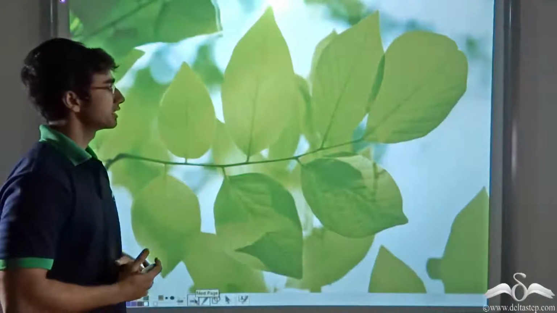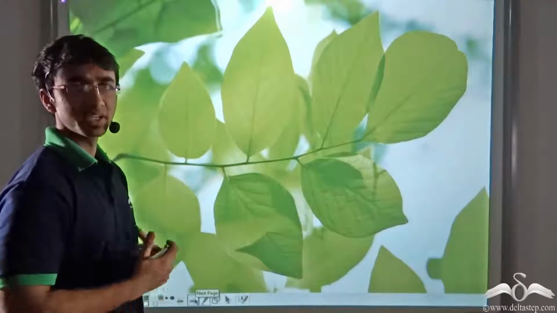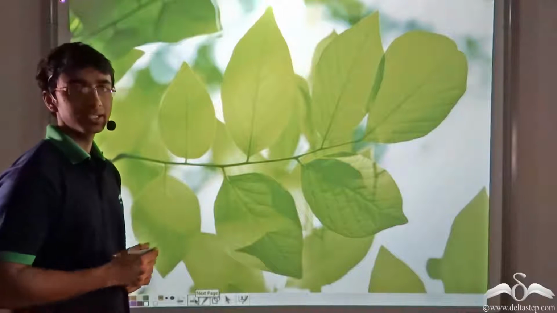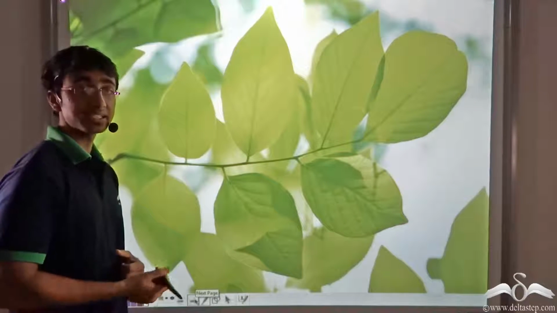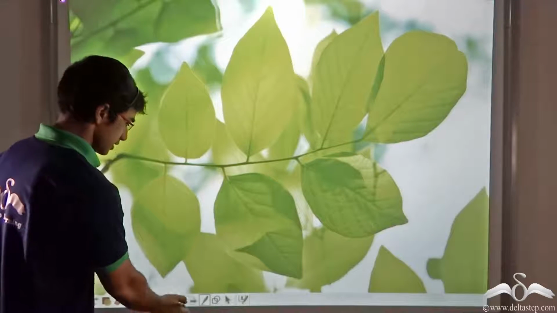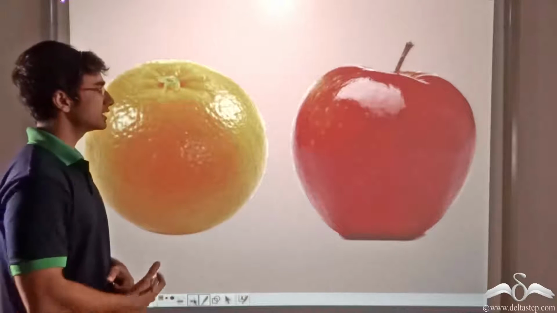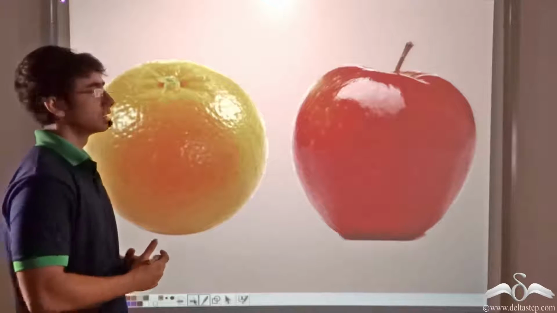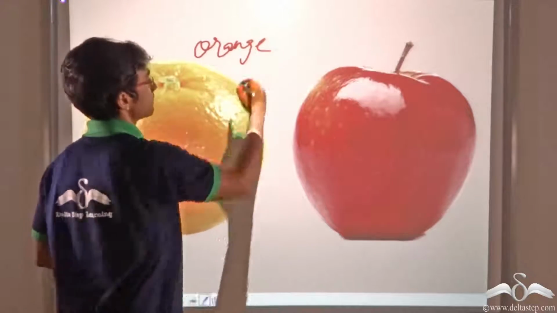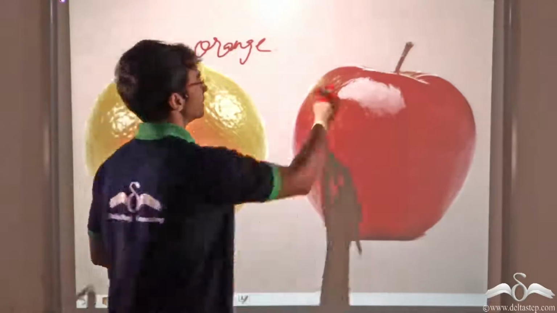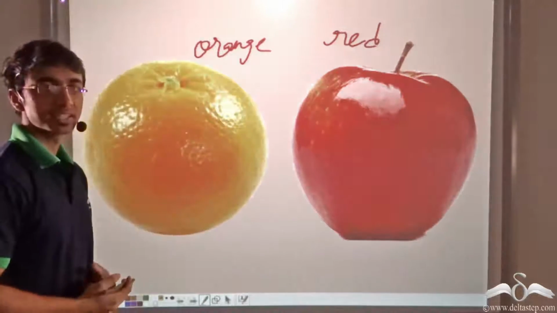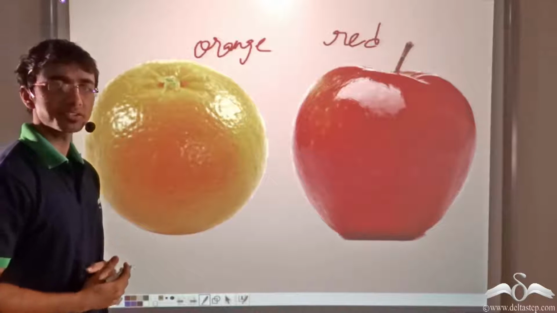For example, if we look at leaves, they appear green to us. But why? If sunlight, that is white, falls on these leaves and is reflected back to our eyes, shouldn't they appear white in color? Also, if we consider oranges and apples, the color of an orange is, as you know, orange, and the color of the apple is red. But how are we able to see the colors if only white light is being reflected from them?